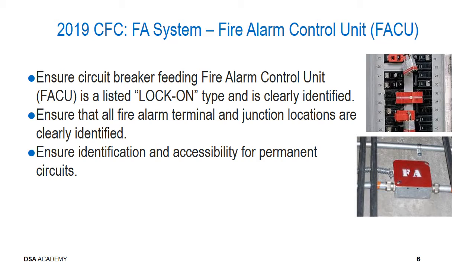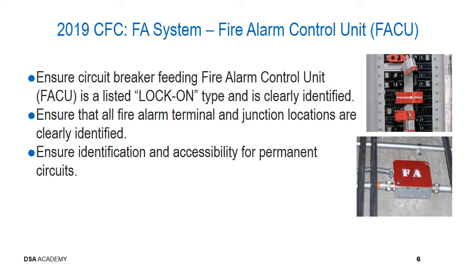California Electrical Code Section 760.30, Fire Alarm Circuit Identification. A common misconception is that conduit boxes must be red in color. The code, however, states that whenever there is a fire alarm junction box, it shall be identified as fire alarm. There is no specific direction for fire alarm junction boxes to be red in color.